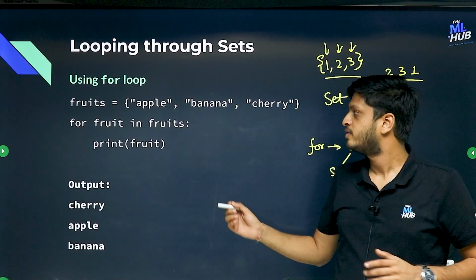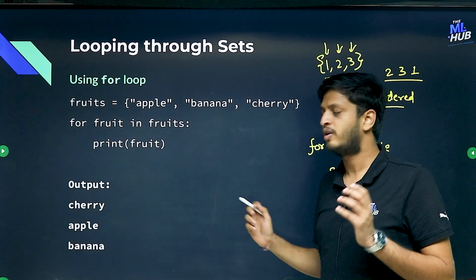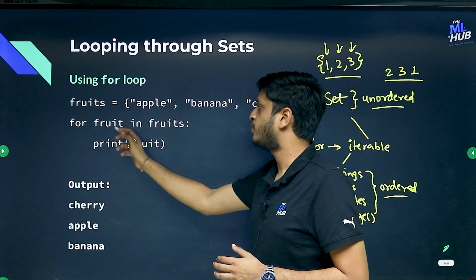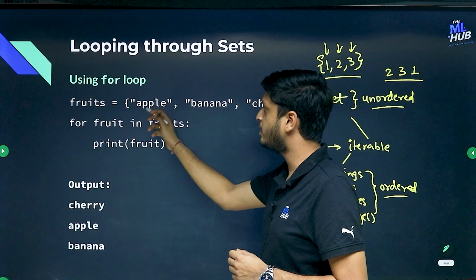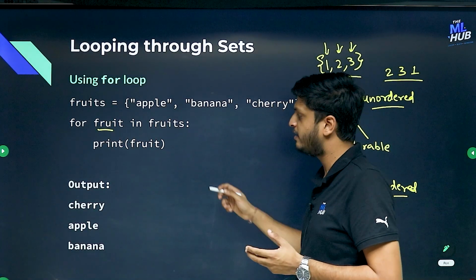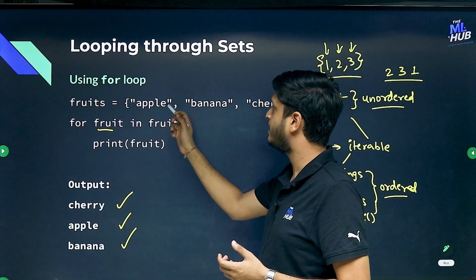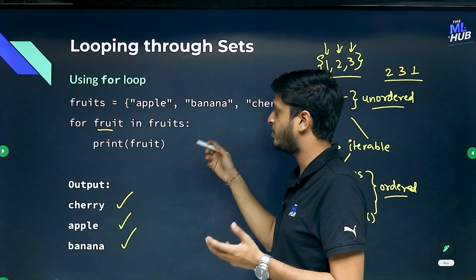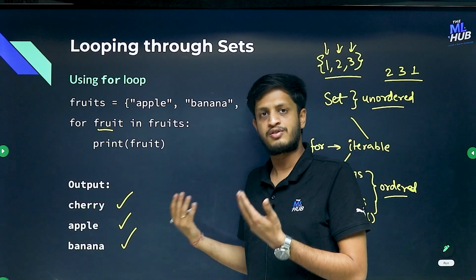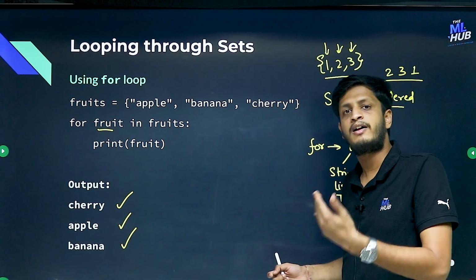It is unordered. So let's say you have a set containing strings: apple, banana and cherry. You can create a set containing strings, and you can iterate over it as well. If you write for fruit in fruits, the fruit variable will take the values inside this set. Again, the order is not guaranteed. When you run it, the output can be cherry, apple, and then banana. Although the set contained apple, banana, and cherry, when you are iterating over it, the order is not guaranteed. Any other order is also possible. So you can iterate using a for loop because sets are iterables, they are unordered iterables.